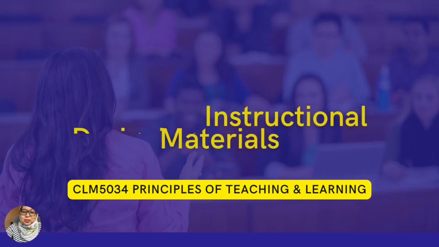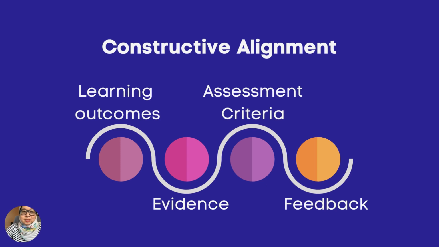So I want to start with this slide, which talks about constructive alignment, which has really been talked about for quite a bit in this program. Constructive alignment between the learning outcomes, the evidence of learning, the assessment criteria, and also the feedback. So these four things have got to be in tandem with one another.